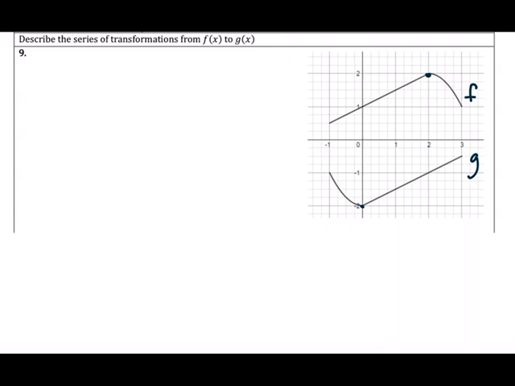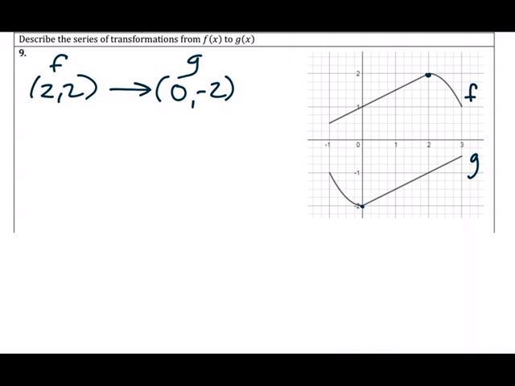And again, there's a lot of different ways to do this. So what I'm going to do is focus on just one point first. The point 2, 2 is on f. And that point very clearly goes down to become the point 0, -2 on g. So I'm going to look at what I see visually, and then I'm going to make sure that mathematically what I'm saying is accurate. What is happening to get from here to here?